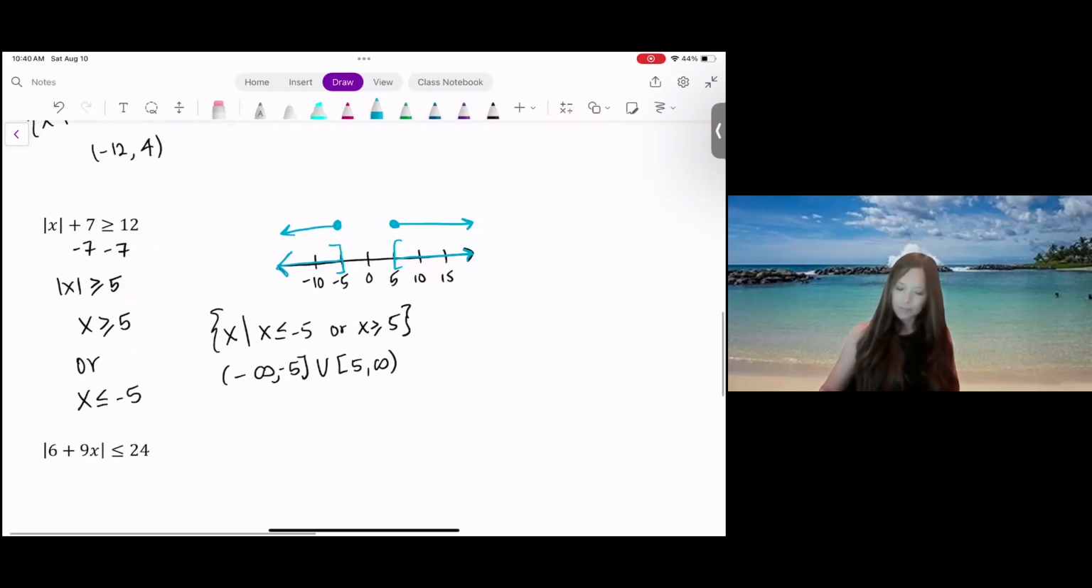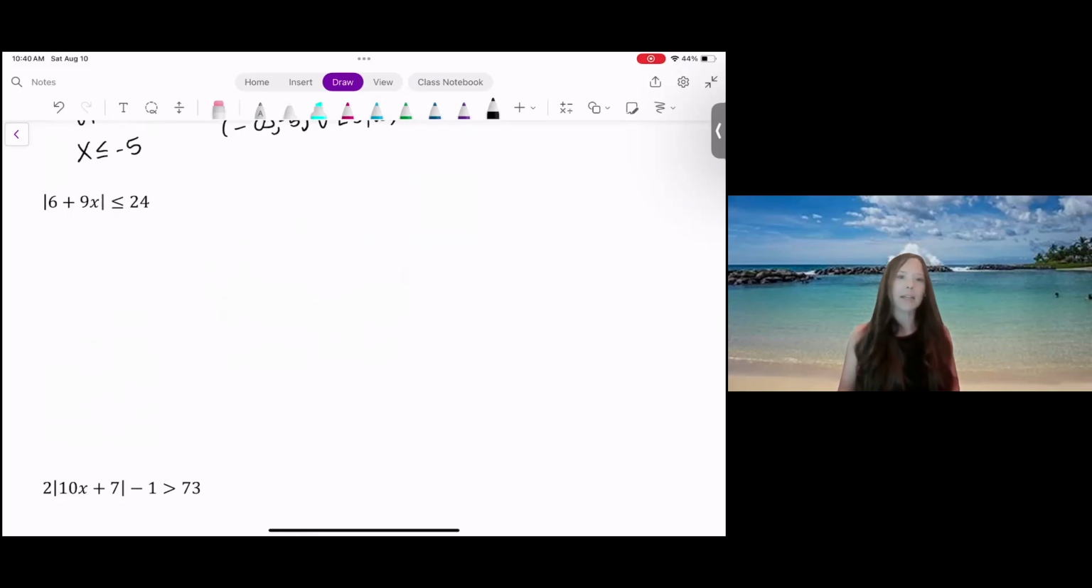Moving on to our next problem. We have the absolute value of 6 plus 9x is less than or equal to 24. I have the absolute value on the left-hand side by itself. I have a less than symbol. I'm good to write this as an and inequality.